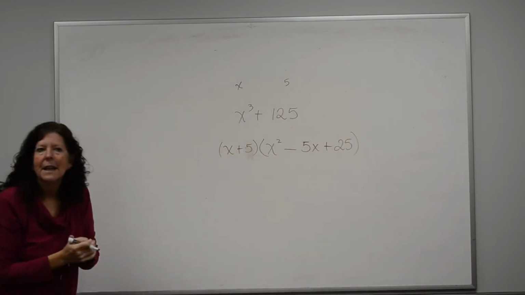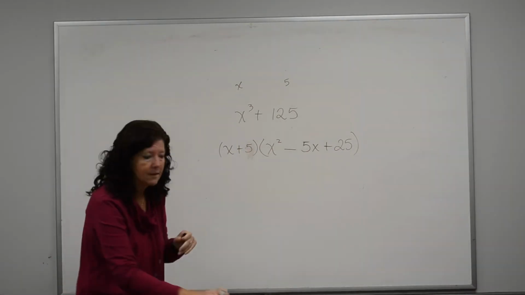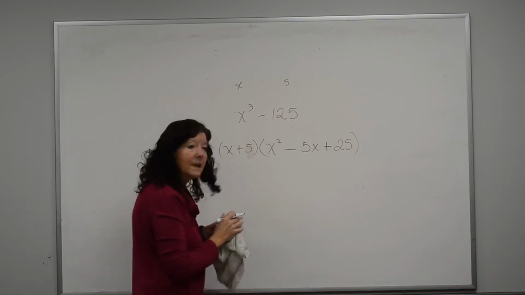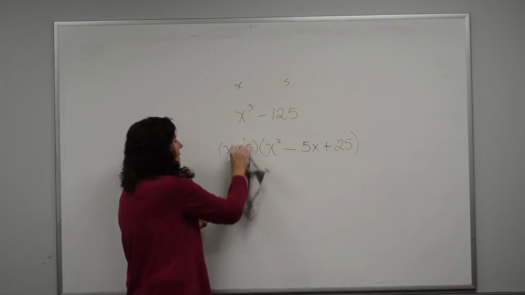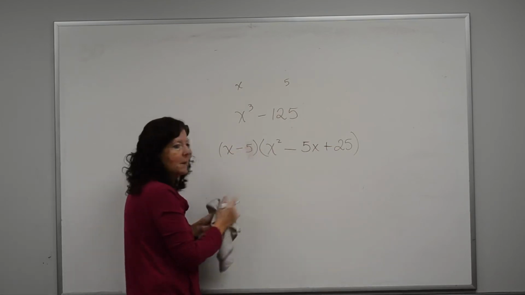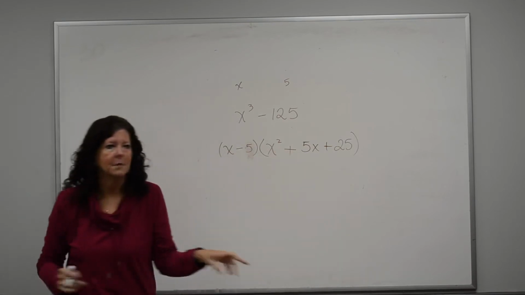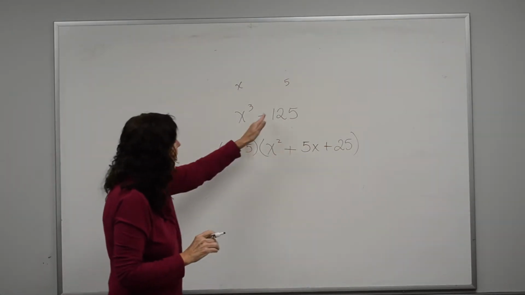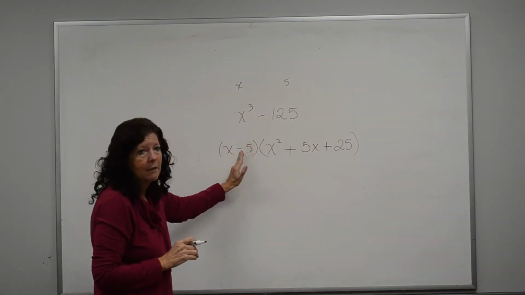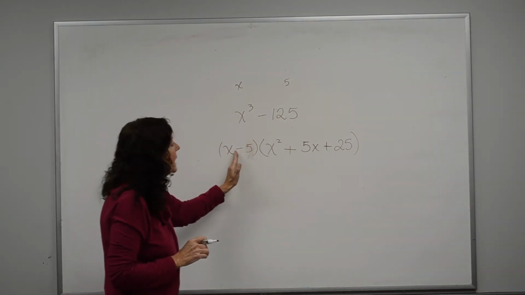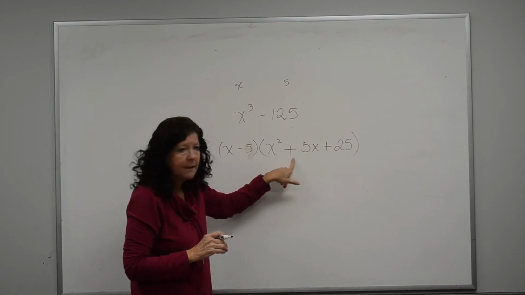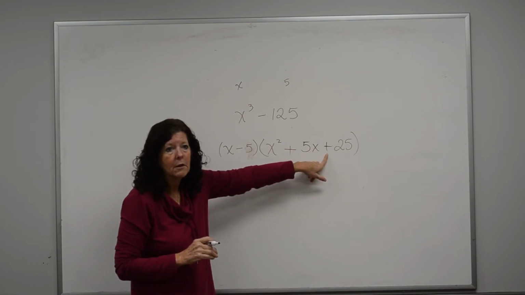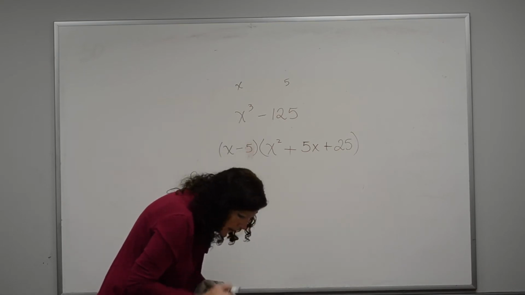Okay? Now, what if it was a difference of cubes? The only thing that changes is that becomes a minus and that becomes a plus. Okay? So whatever you have here is what's going to go here. And then the opposite is going to go in that first. This is always going to be plus at the end. That's the pattern. Okay?